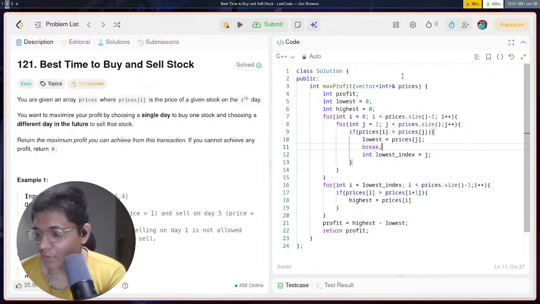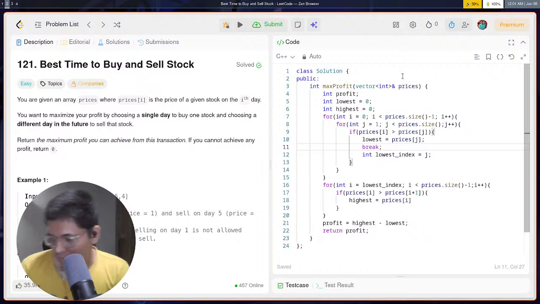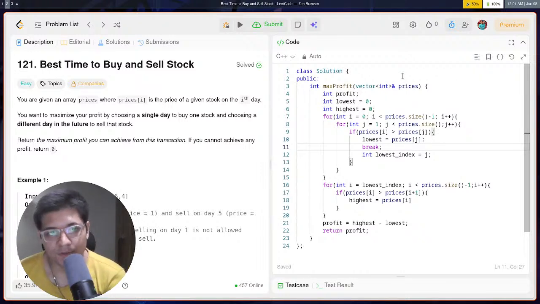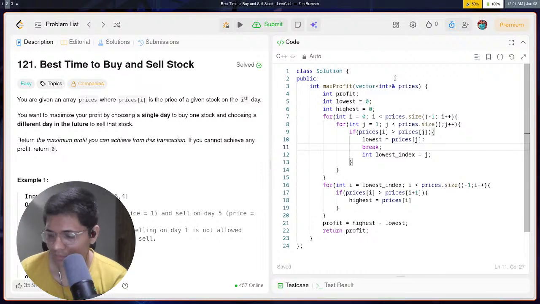And int lowest index is j. That is day 1. Okay. So first index is our lowest index. From iteration we can just for int i is equal to lowest index. Lowest index is 1. And i plus plus.